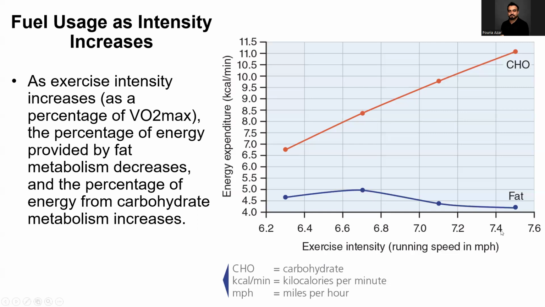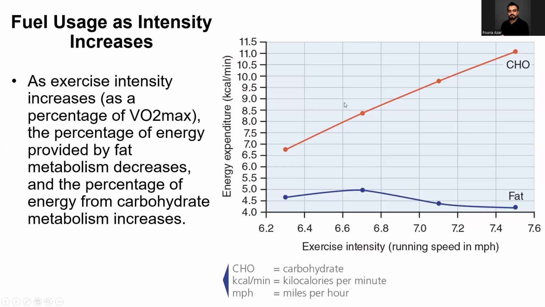But let's look at 7. At the running speed of 7, we are burning around 4.5 from fat, but we increase the amount of energy coming from carbs. It's around between 9.5 and 10 kilocalories per minute. So that shows when we are increasing our exercise intensity, we are increasing metabolism of carbohydrates.